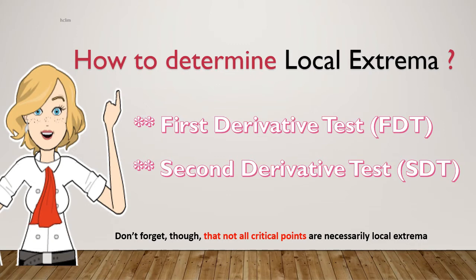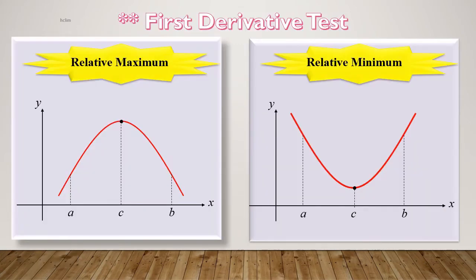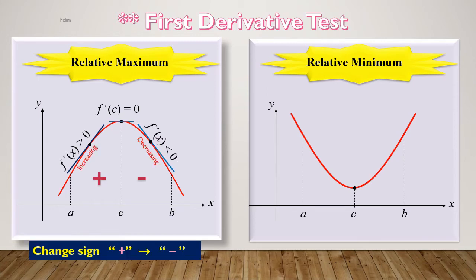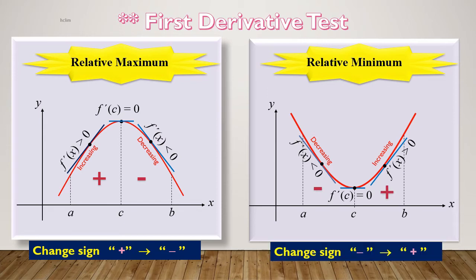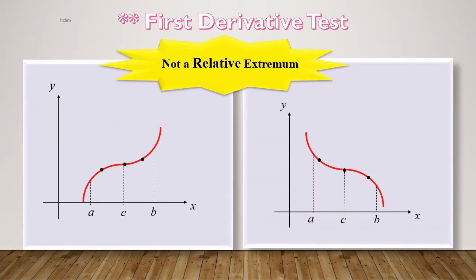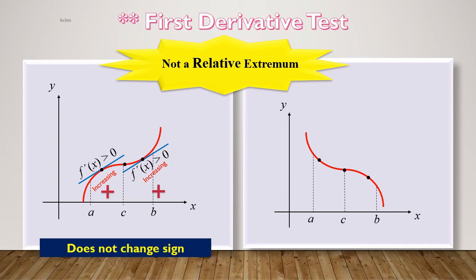We may use first derivative test or second derivative test to determine the local maximum or local minimum. First derivative test. For relative maximum, there must be a change of signs of gradient from positive to negative. For relative minimum, there will be a change of signs of gradient from negative to positive. It is not a relative extremum when there is no change of signs of gradients.